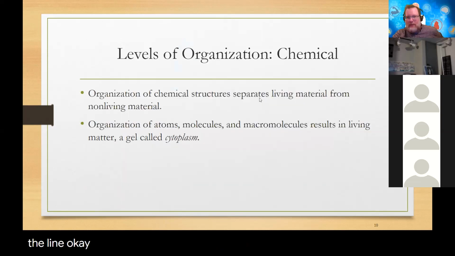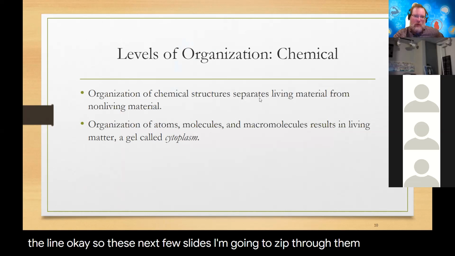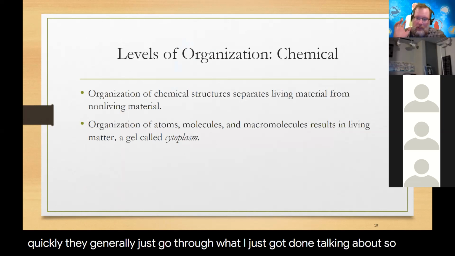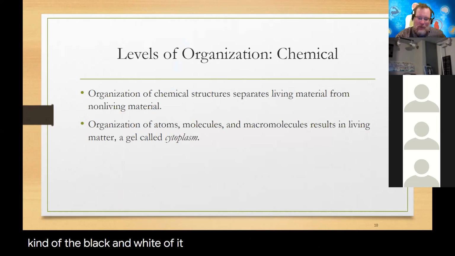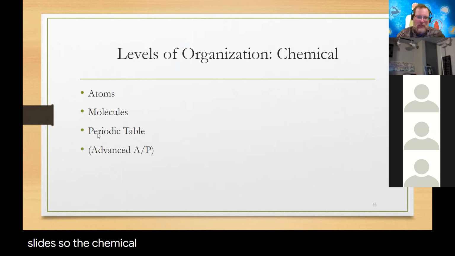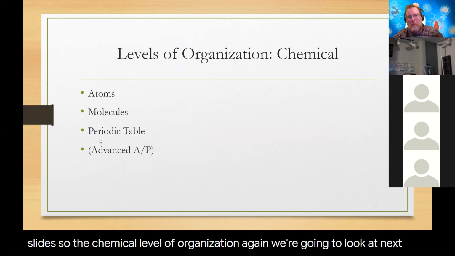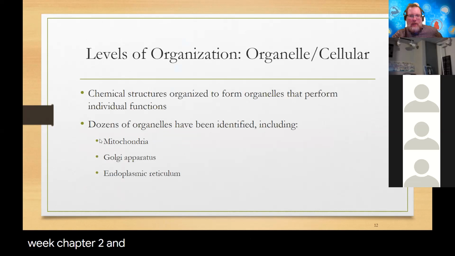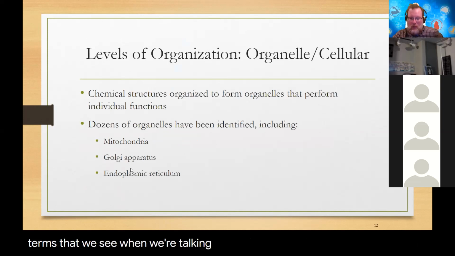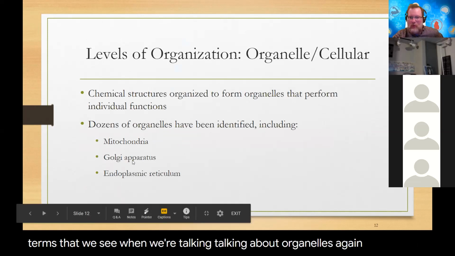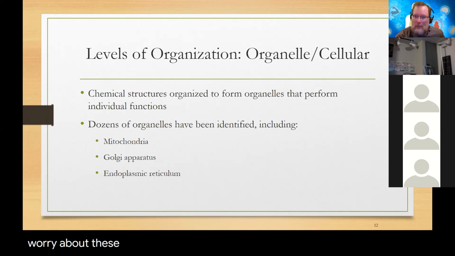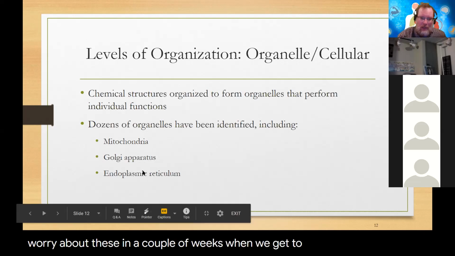Okay. So these next few slides, I'm going to zip through them relatively quickly. They generally just go through what I just got done talking about. So this is kind of the black and white of it. Again, you do have access to all of these slides. So the chemical level of organization, we're going to look at next week, chapter 2. And then we get into the organelle and cellular level, a couple of terms that we see when we're talking about organelles. Again, big words for now. I don't need you to worry about these at the moment. I need you to worry about these in a couple of weeks when we get to cellular level.